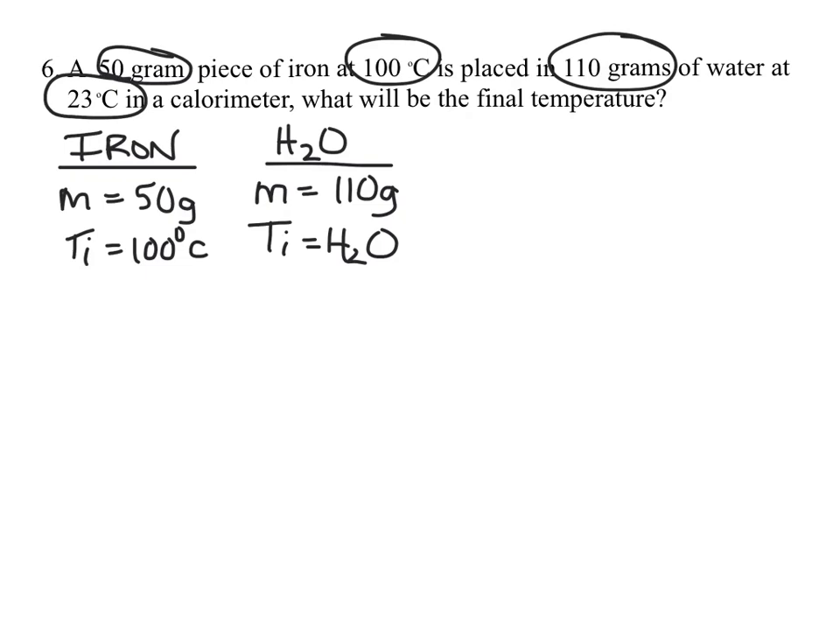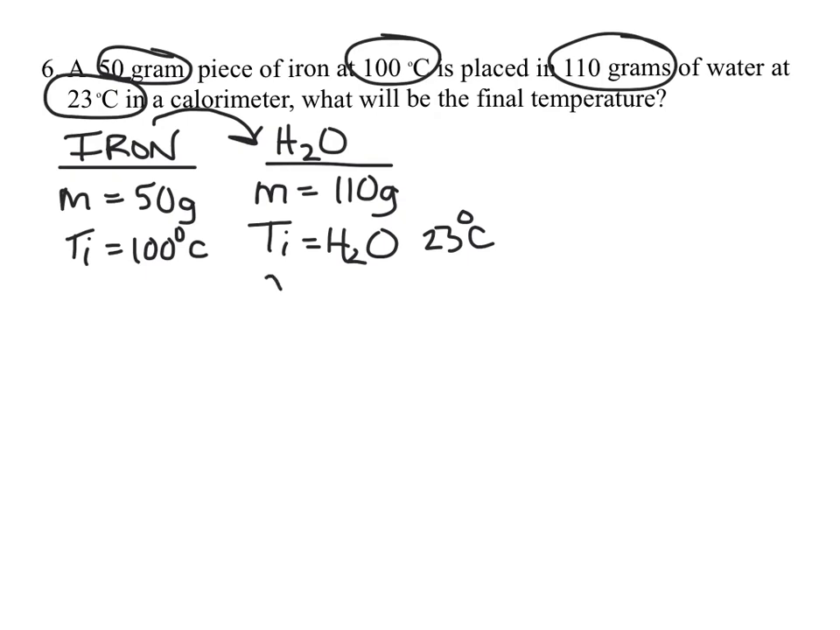Now we know when we put the hot iron into the cold water, which, by the way, wow, I'm on a roll here, aren't I? 23 degrees Celsius is the temperature. We put the hot iron into the cool water. We know that the iron will cool down and the water will heat up.